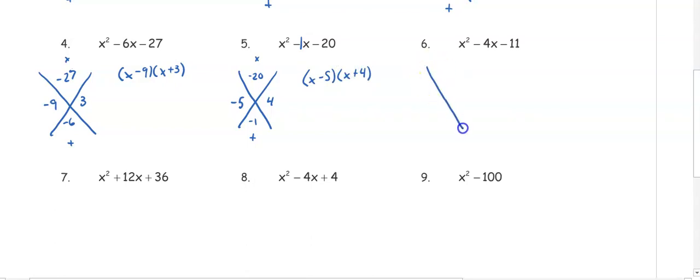In number 6, we want to multiply to negative 11 and add to negative 4. Well, if we multiply to negative 11, the only numbers that multiply to negative 11 are 1 and 11. There's no way to make those add to negative 4, so this is already prime. It's not factorable. So we would write prime.